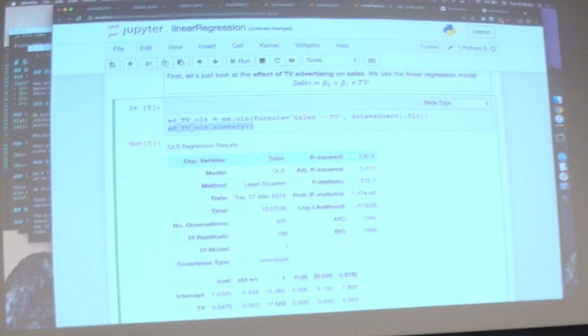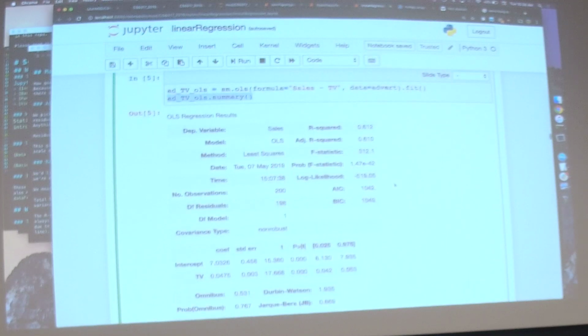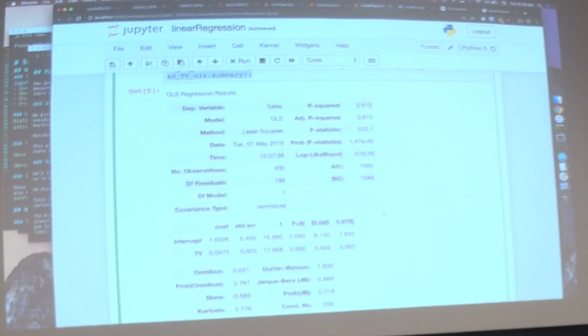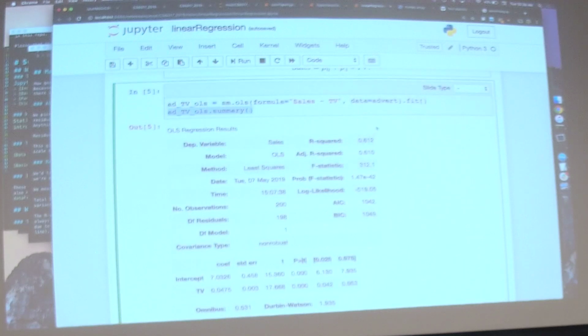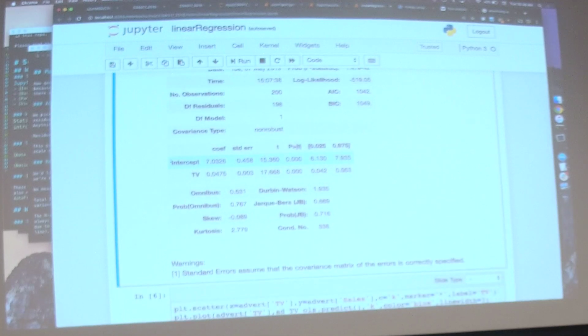Our dependent variable is sales, so this is our y value. We're doing an ordinary least squares model. We have our R squared, and it tells us some other statistics about all this stuff. This is our R squared value, so 0.6. I think we've plotted this a little bit lower. So these are the values we get out. The intercept is the b, just the constant that we add, and the coefficient for TV tells us the slope of the TV line.